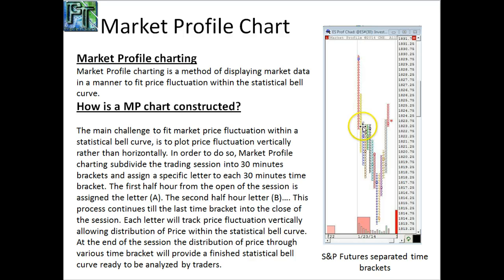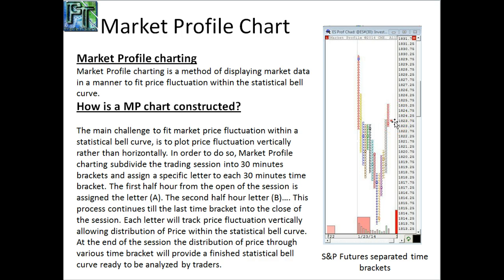Then when the second half hour starts, where this little O is within B period, same thing will happen. Price goes up and down. Every time it goes up to a new price level, a letter is printed at that price, and it will fluctuate up and down vertically until it's finished. Then letter C comes, then letter D, etc., all the way to the last 15 minutes where the letter N comes in and closes the session.